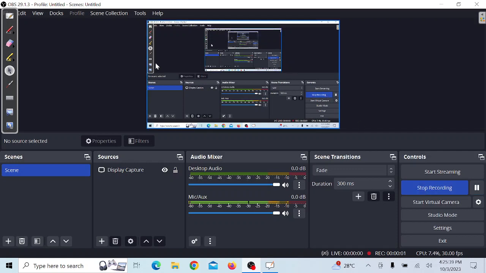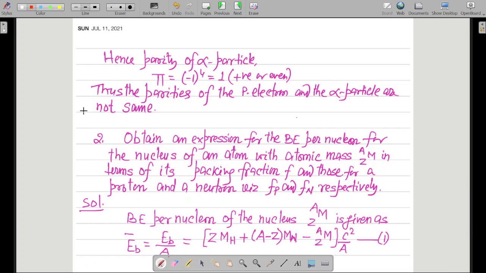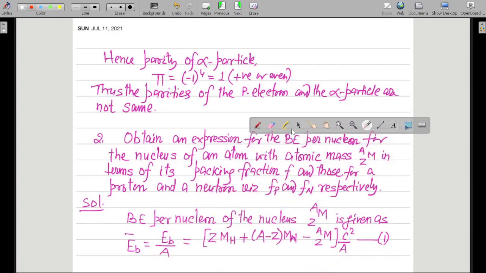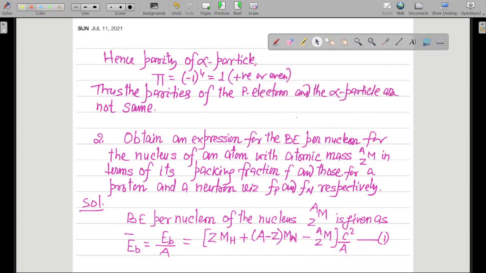Yes friends, welcome once again to the class, and let's start our discussion. We are going to learn about this particular problem number 2. Up to here we had already learned in the previous class that the parities of p, electron and alpha particle are not the same. Now we are going to learn about problem number 2. Just a second, let me put it to the upward side.